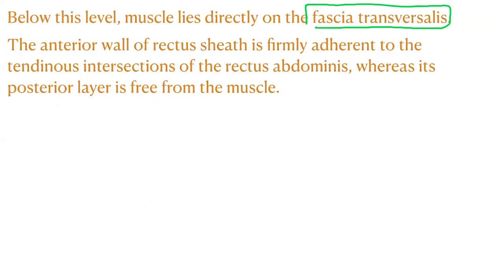The anterior wall of rectus sheath is firmly adherent to the tendinous intersections of the rectus abdominis, whereas its posterior layer is free from the muscle, right?